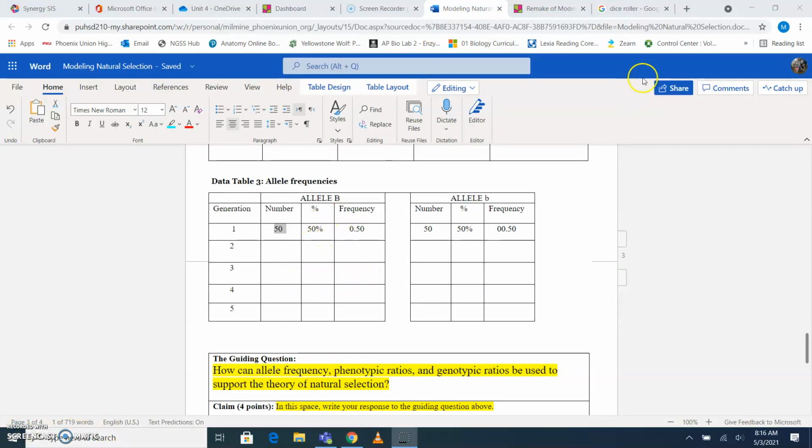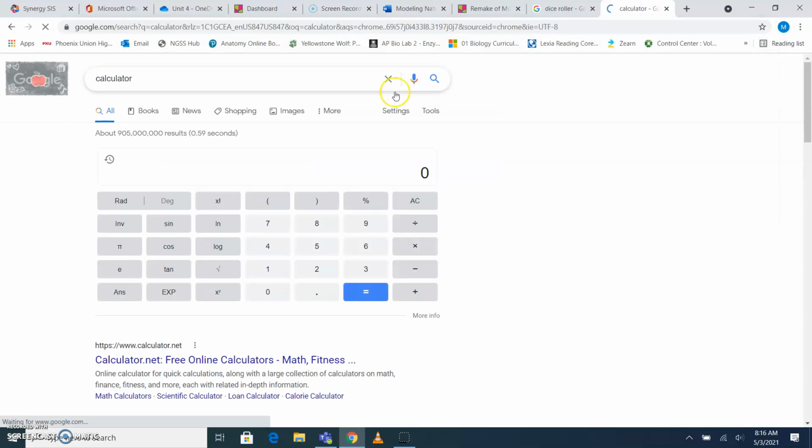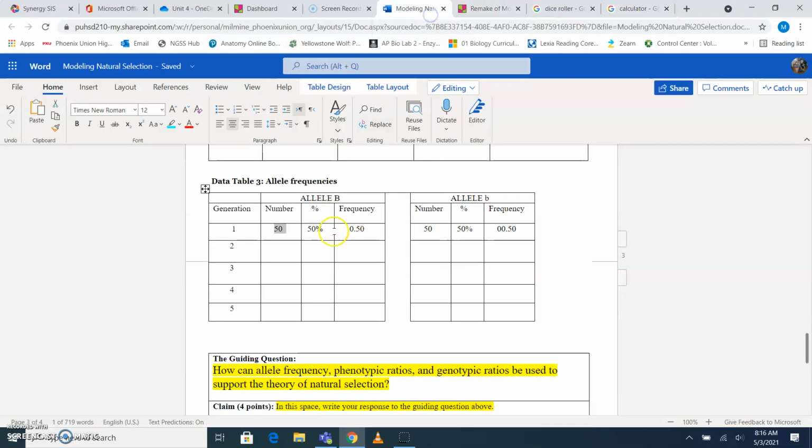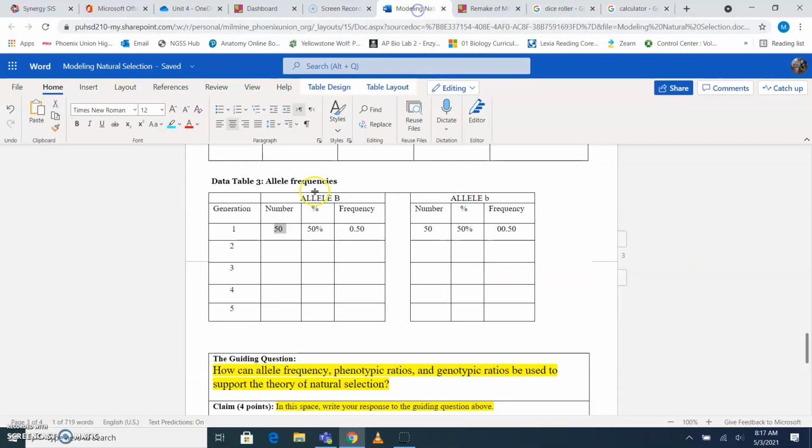So let's check out how we get our frequencies. Let's get a calculator on here really quick. I know that I have 50 big B, 50 little b. That's 100 if you add 50 plus 50. So what percent is big B? Well, I have to take this number here, 50, and divide that by my total, 100. So if I take 50 and divide that by 100, I get 0.5. 0.5 was my frequency. And to convert that to a percent, we slide our decimal two times to the right, giving us 50%.